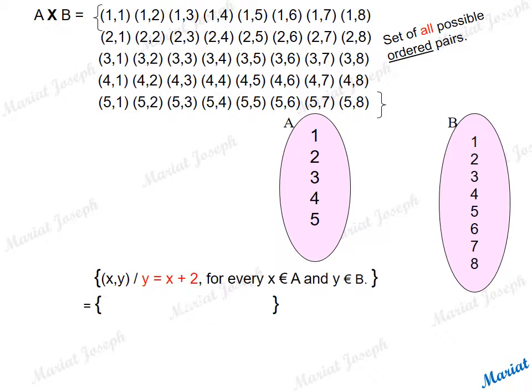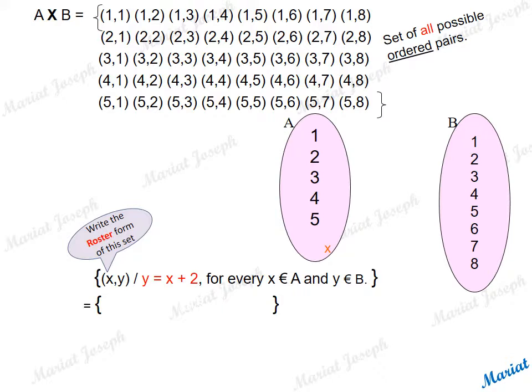Let's consider another set. The set of pairs (x, y) such that the second element y should be x plus 2, the first element plus 2, for every x that belongs to set A and every y that belongs to set B. Let's see which pairs will belong to this set. We'll try to write it in roster form, that means writing the individual ordered pairs satisfying this particular condition.